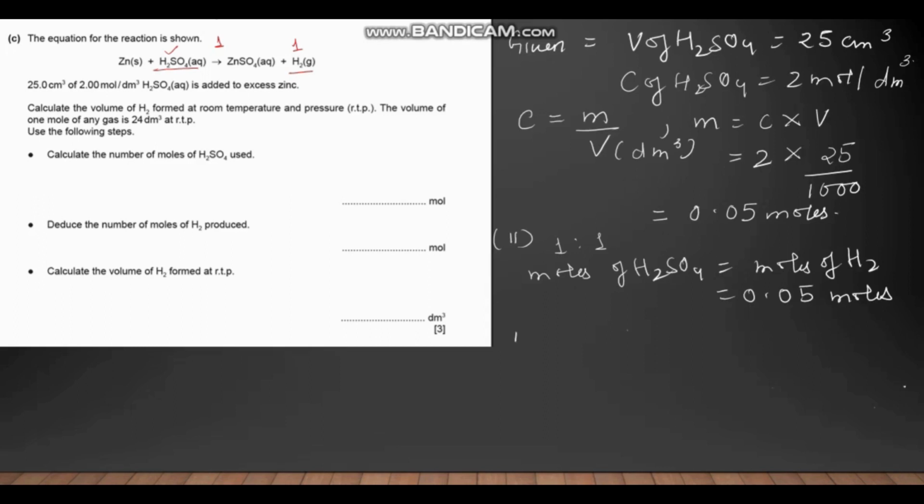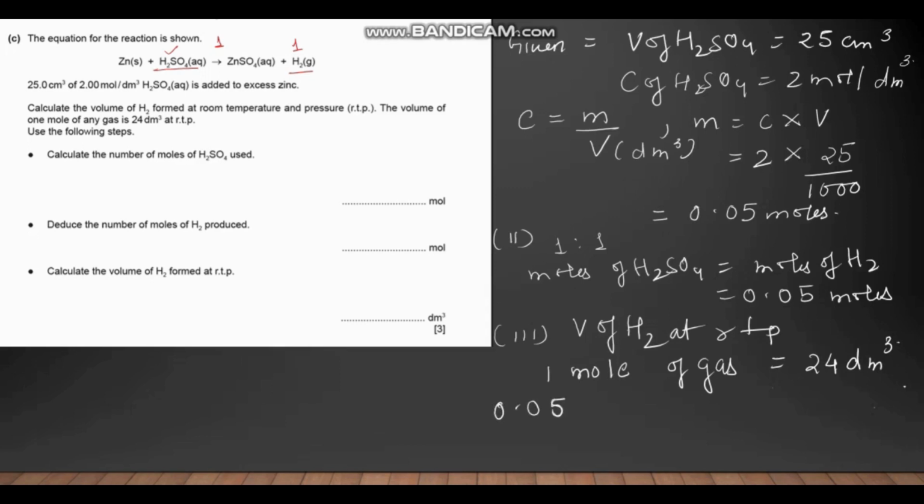Then coming to the third part, they are asking you to calculate the volume of hydrogen at RTP. Now, as we know that 1 mole of any gas at RTP has a volume of 24 dm³, how much volume for 0.05 moles of gas? That will be 24 multiplied by 0.05, and your answer will be 1.2 dm³.